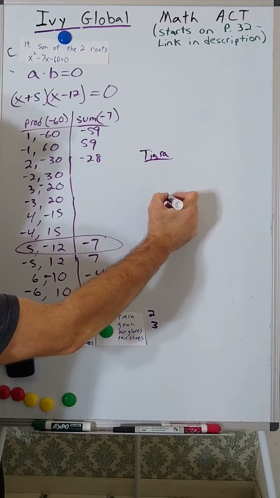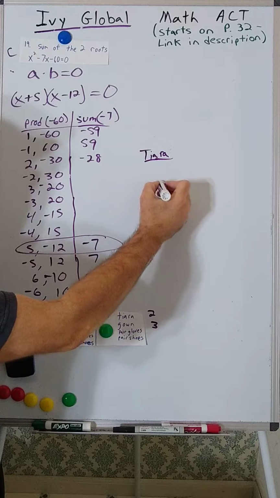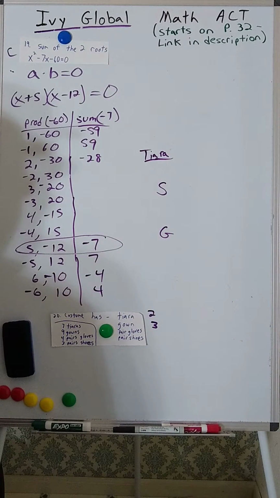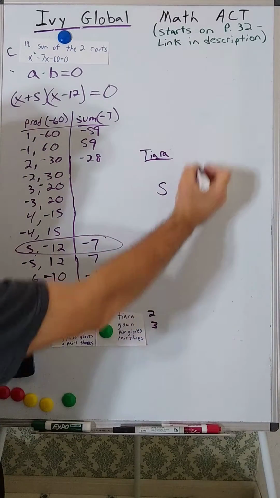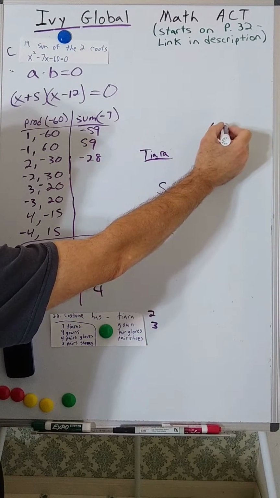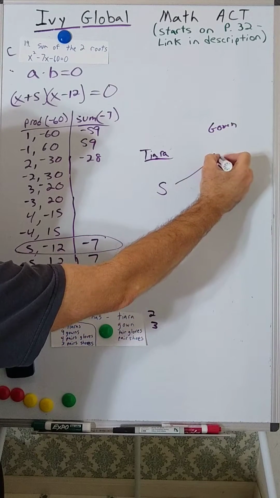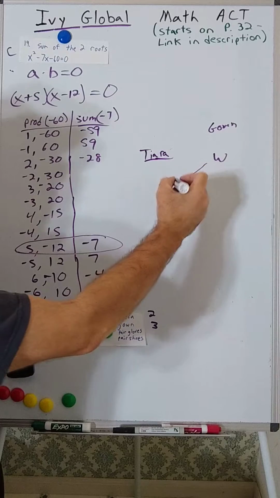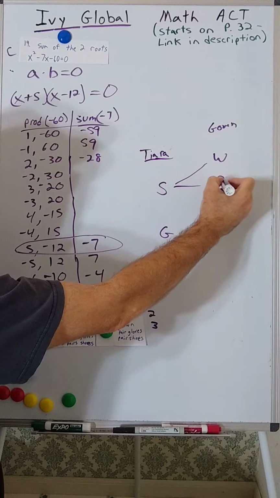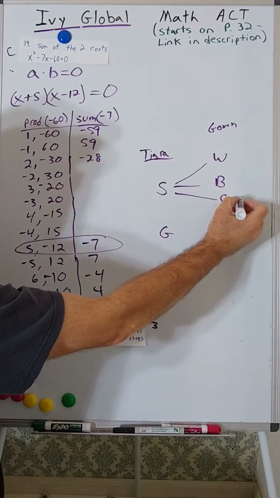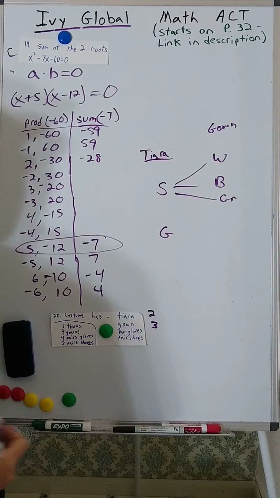Okay, so she could have a silver or a golden tiara, and then she has a white, black, and a green gown. So her gown, she could have a white gown with a silver tiara, a black gown with a silver tiara, or a green gown with a silver tiara.